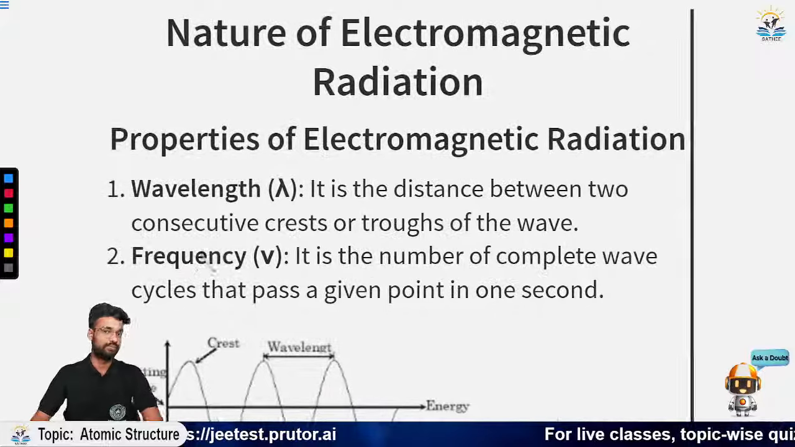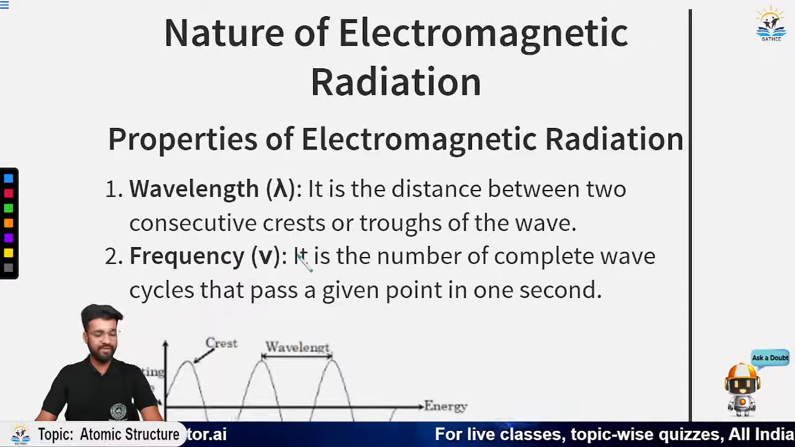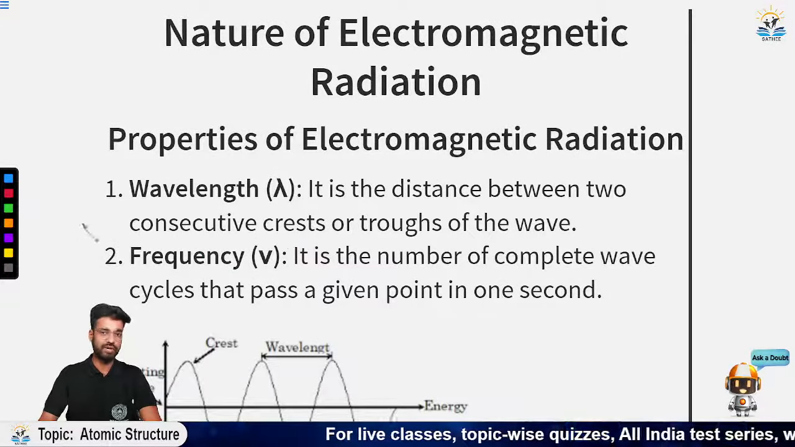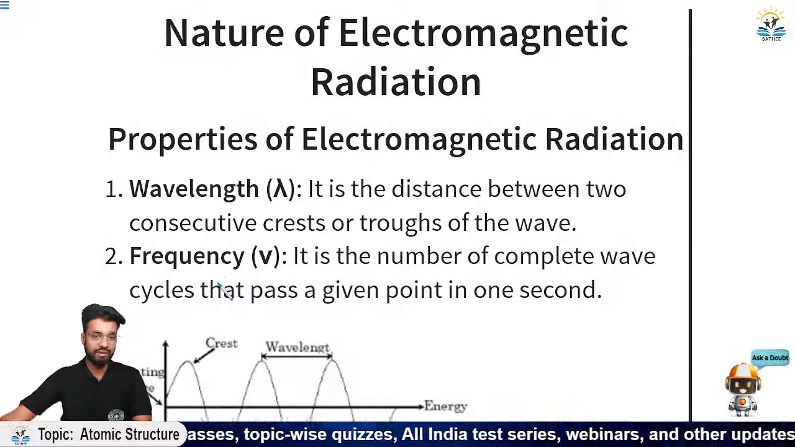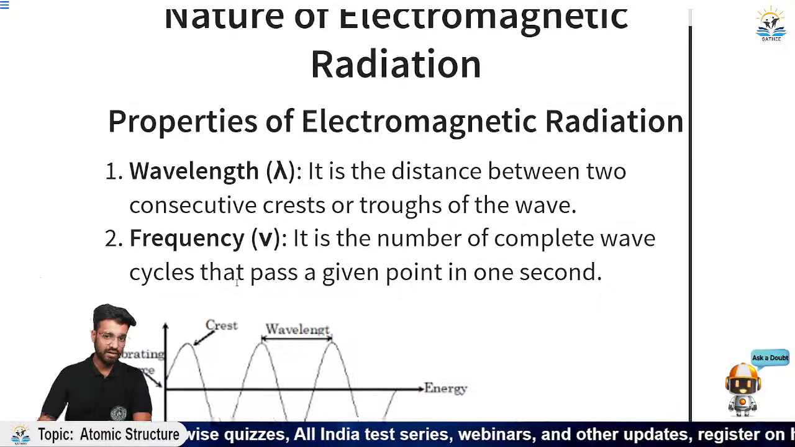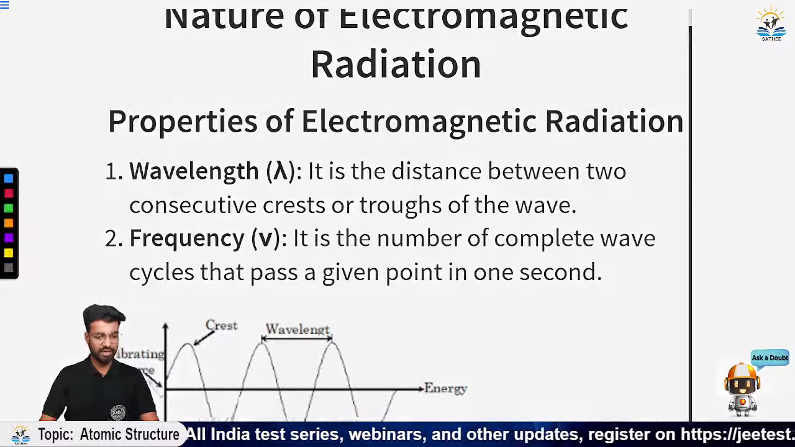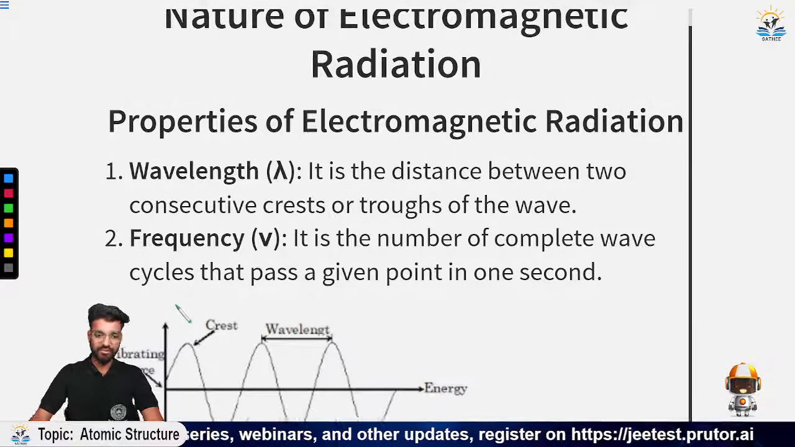Now this wave has some properties. So what are these properties? First of all, the first property is called wavelength. You can see here I've drawn a picture of a wave. So what is the wavelength?